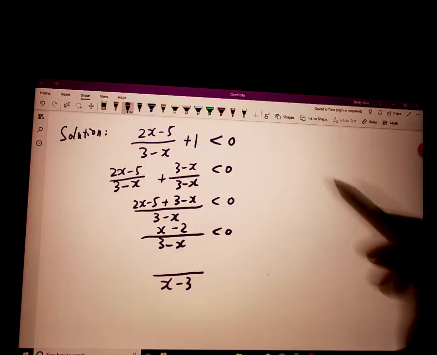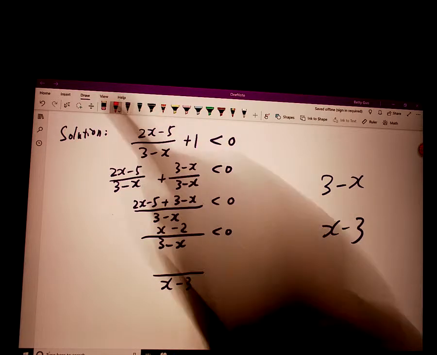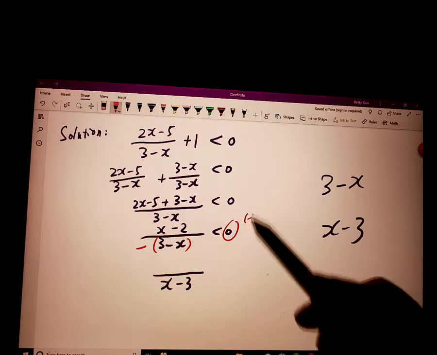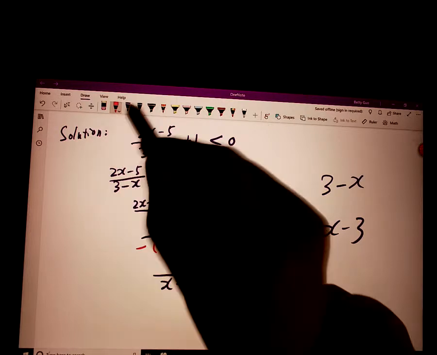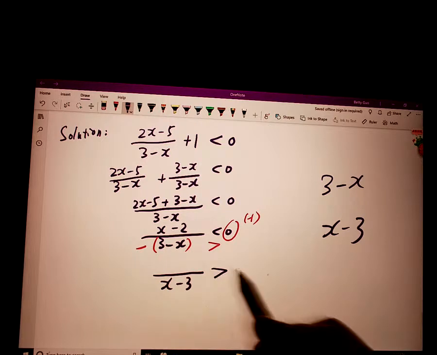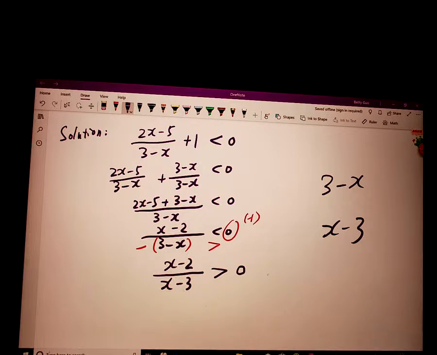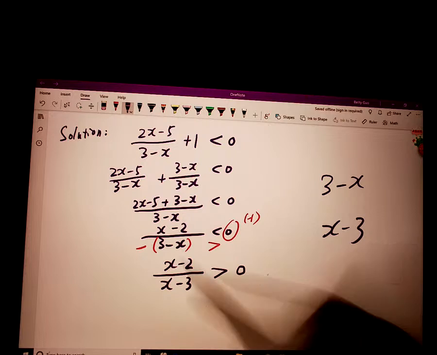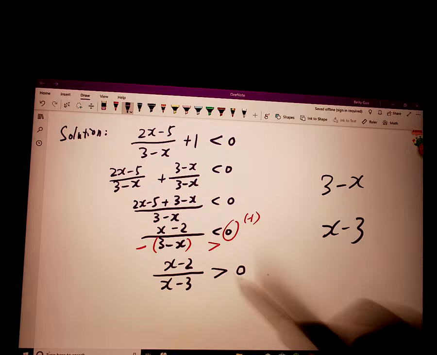So what's the connection between x minus 3 and 3 minus x? They are opposites. If I multiply this part by -1 and this part by -1, I have to flip the inequality symbol to bigger than. And I would have this inequality in a very neat form: numerator x minus 2, denominator x minus 3, bigger than 0.